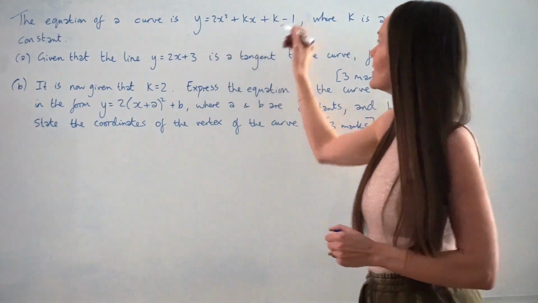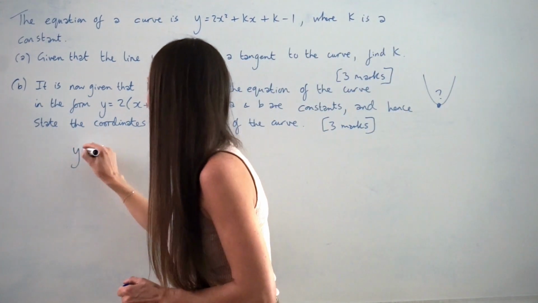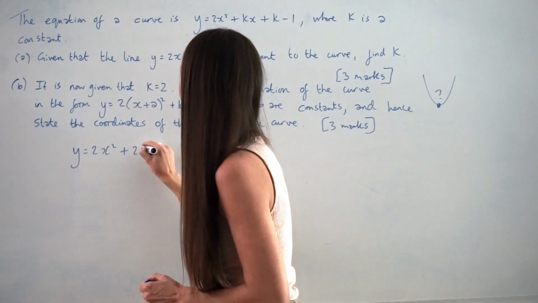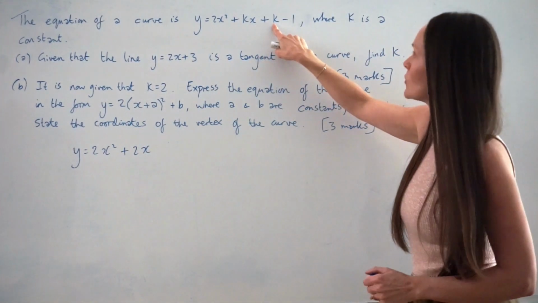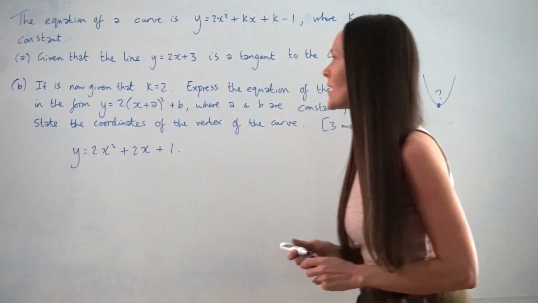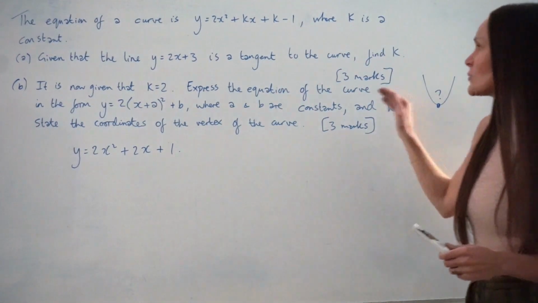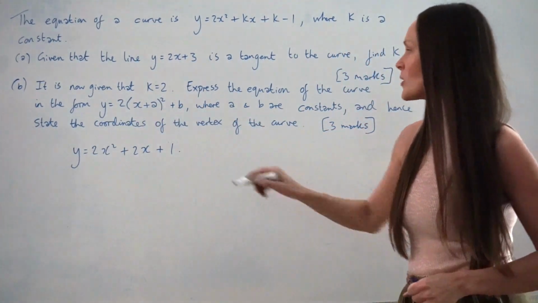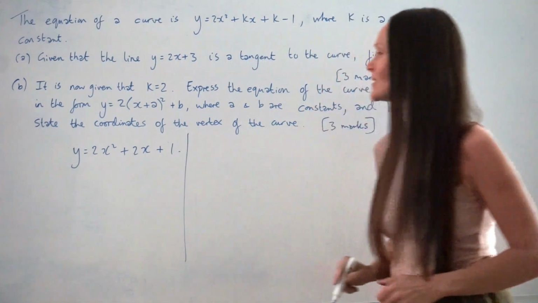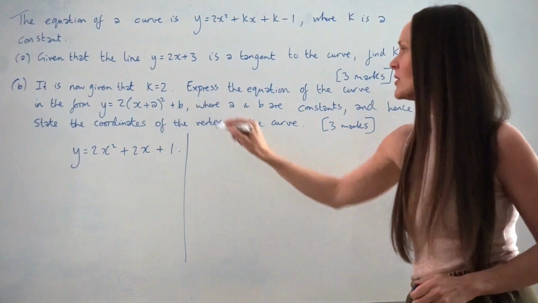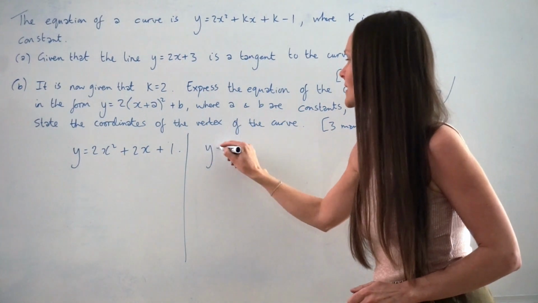So if I do that in this equation, I get y equals 2x squared plus 2x, and if this is 2, take away 1, it becomes 1. So that's the equation of the curve now. We have to express it in this form here. So the method I'm going to use here for completing the square is I'm going to take the form that they've given in the question and I'm going to expand it.